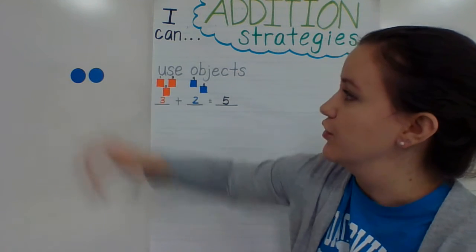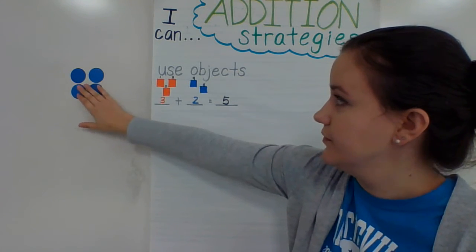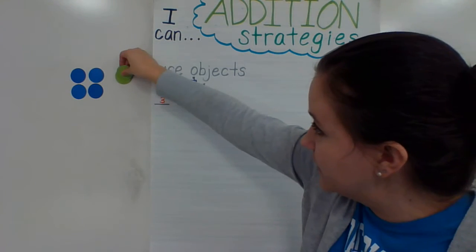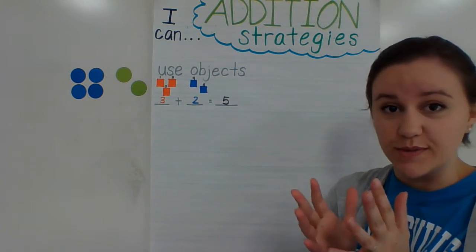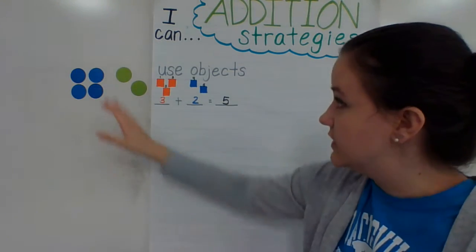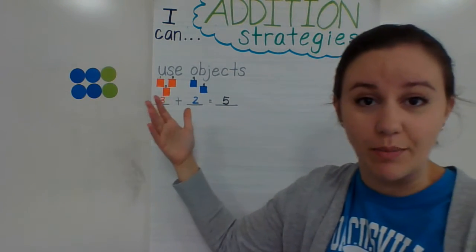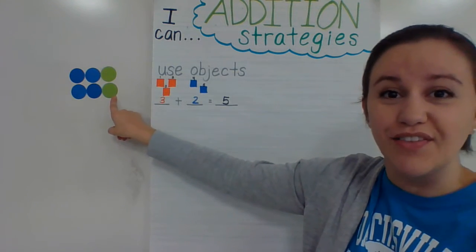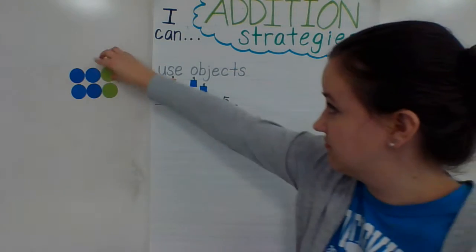So I'm going to make a group of 4. And then 2 is my second addend. So then I need to make a group of 2. But now I'm adding these two groups together, so I'm joining them together. So I'm just going to push them all together like that. So now I count how many I have all together. 1, 2, 3, 4, 5, 6. So that tells me that 4 plus 2 equals 6.